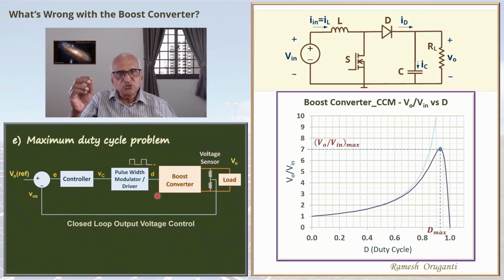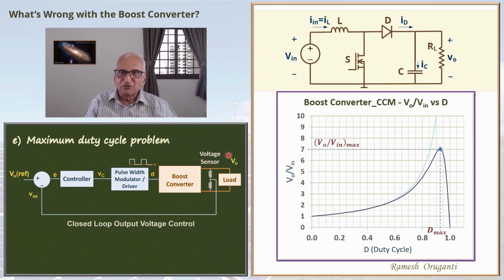Let's say the output voltage goes below the reference voltage. Then VO would have dropped. That would have increased the error E. That would have increased the VC. In a very simplistic way, the error goes up, VC goes up. So the duty cycle goes up in order to bring the voltage back to the original value. So this is a simple closed loop operation with the boost converter.